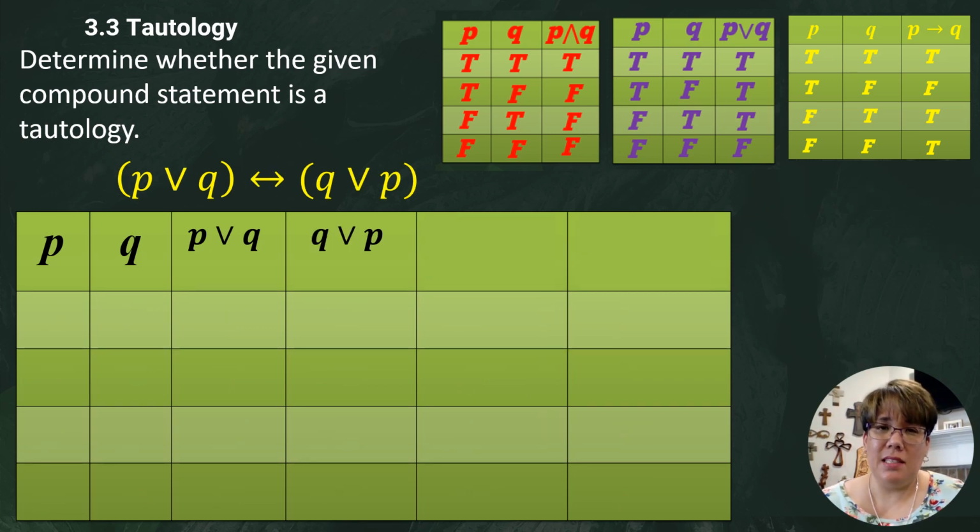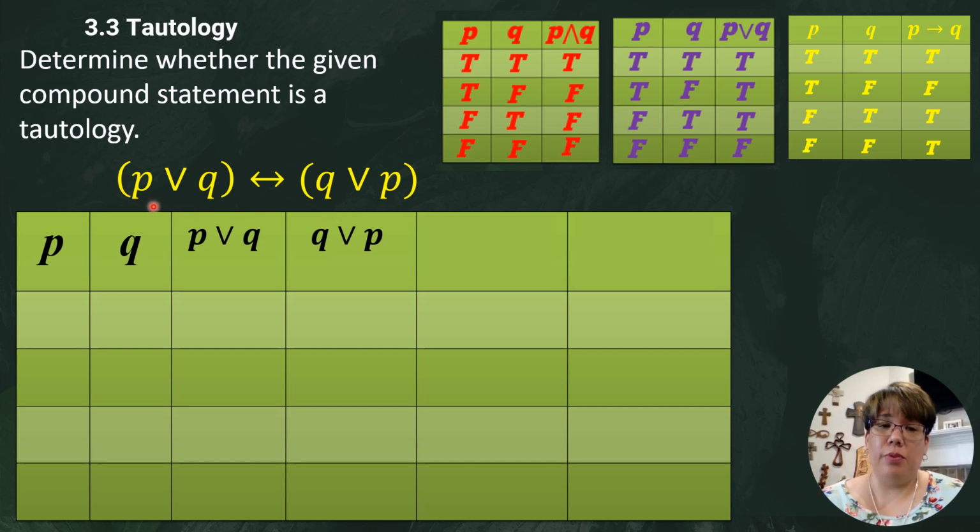Okay, in this example, same directions: determine whether the given compound statement is a tautology. But in this example, if you notice, we have a double arrow. This double arrow is called a biconditional statement. What this means is that you actually have to prove this statement in both directions.